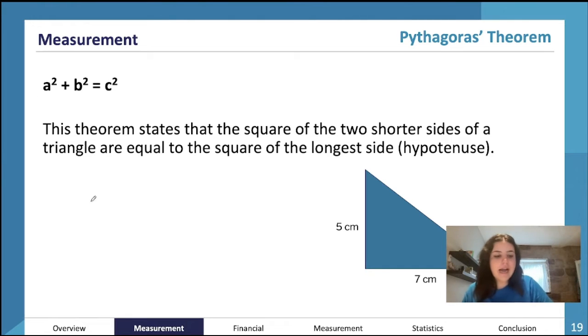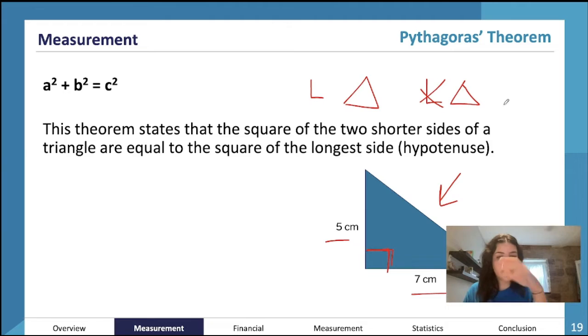So how do we apply this? We have the two shorter sides, 5 and 7. The longest side is always going to be opposite the right angle internally. So this only applies to right angled triangles. You cannot do this on non-right angled triangles. We'll get to that when we do more complicated trigonometry in year 12, which I believe you also do in year 11. But for now, it's very important that the hypotenuse is always opposite the right angle.